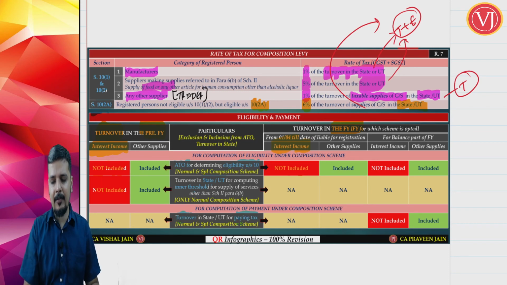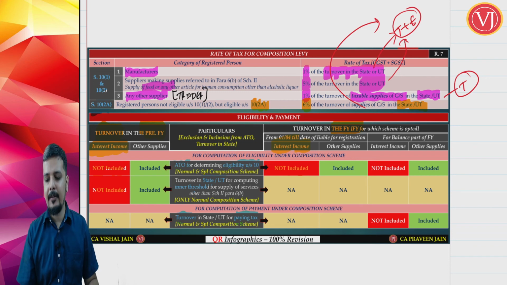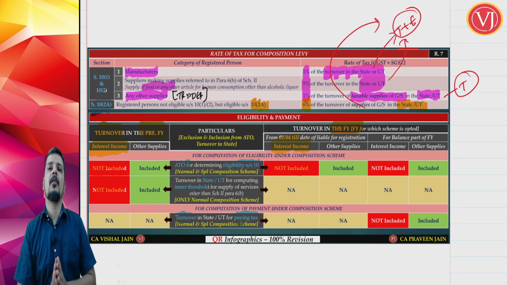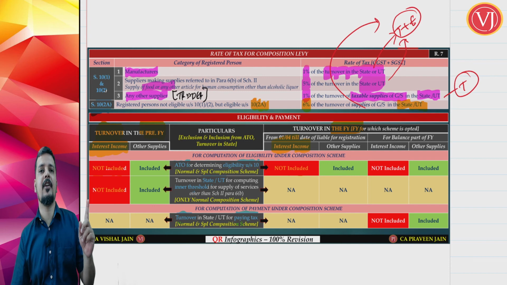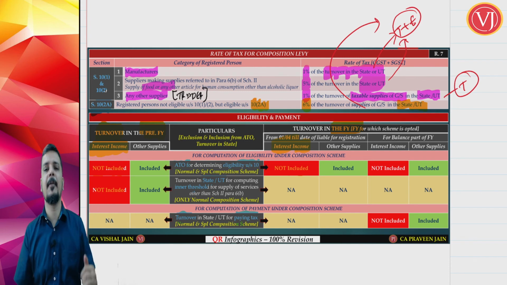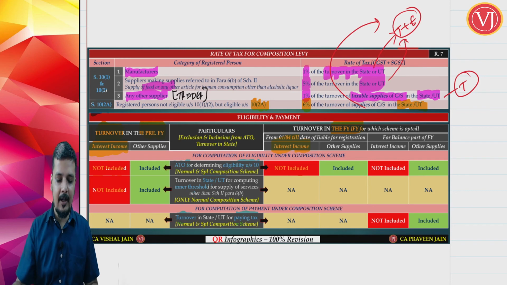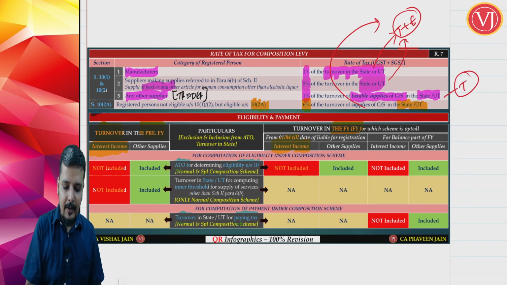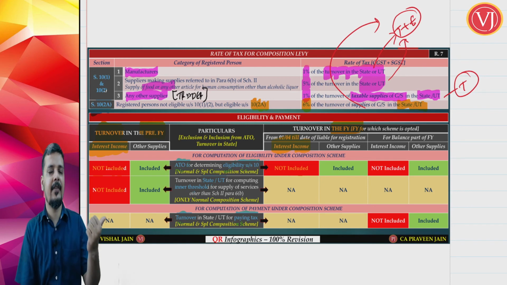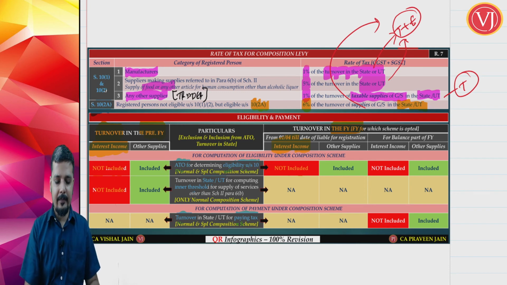There are three types of turnover here. One, aggregate turnover, considered both for the previous financial year, to check whether you can come inside the composition scheme, and for the current financial year, to see how long you can stay under the composition scheme. That is aggregate turnover for determining eligibility under section 10, previous year as well as current year. The second is state turnover for the inner limit.